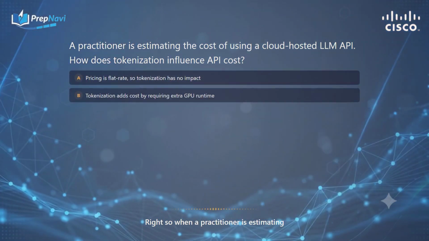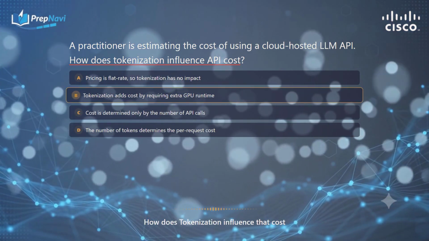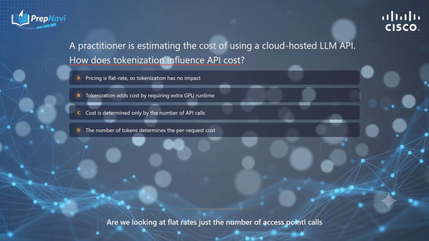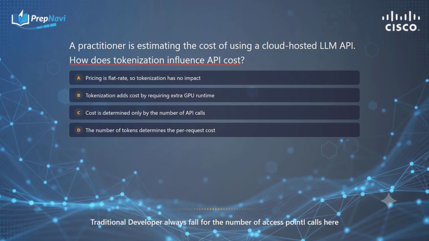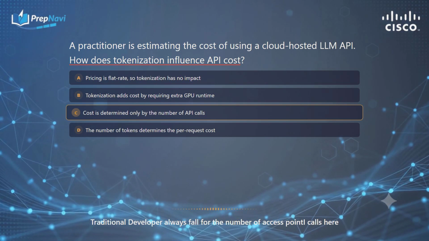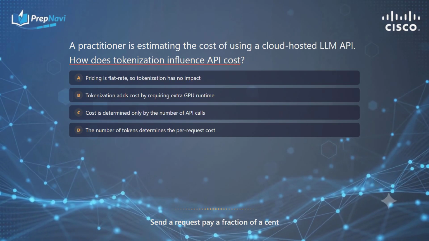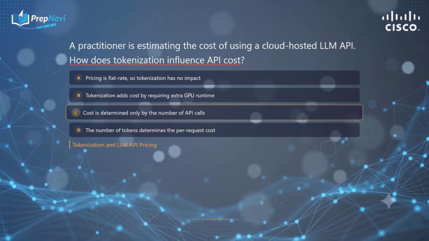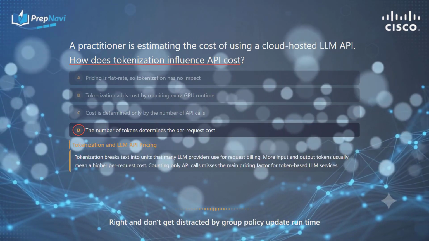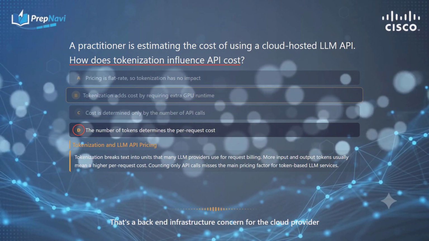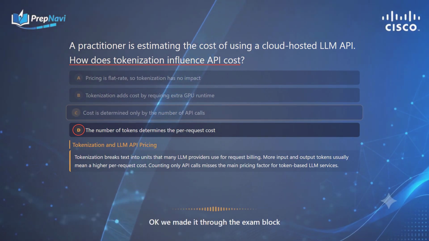Right, so when a practitioner is estimating the cost of a cloud-hosted LLM API, how does tokenization influence that cost? Are we looking at flat rates, just the number of API calls, GPU runtime, or the token count per request? Traditional developers always fall for the number of API calls here. They just expect standard REST API flat rate pricing. Send a request, pay a fraction of a cent. But the reality is, the number of tokens completely determines the per request cost. That's the engine driving the whole thing. Right, and don't get distracted by GPU runtime. That's a back-end infrastructure concern for the cloud provider. Yeah, it's not a user-billed metric for the API. Okay, we made it through the exam block.